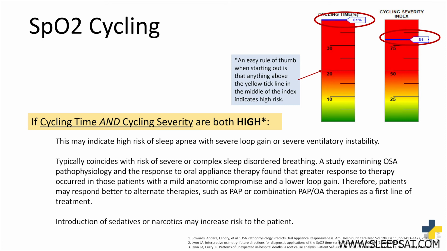A study examining OSA pathophysiology and the response to oral appliance therapy found that greater response to therapy occurred in patients with a mild anatomic compromise and a lower loop gain. Therefore, patients may respond better to alternate therapies, such as PAP or a combination PAP-OA therapies as a first line of treatment. Additionally, introduction of sedatives or narcotics may increase risk to the patient.